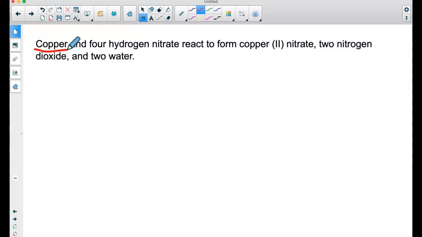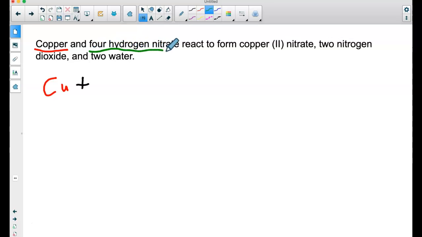So as I look at this statement, I'm going to break it apart piece by piece. So I start with copper. Now copper shows up on the periodic table, and its symbol is just a Cu. So that's all I need to write for that copper. So it says copper and. So I'm doing a plus sign after the copper. That tells me I'm going to put a new chemical or a new formula next.